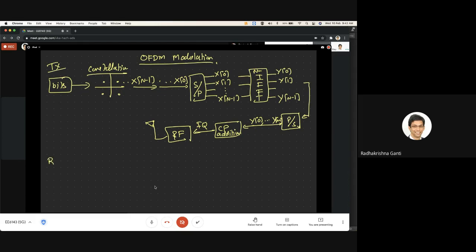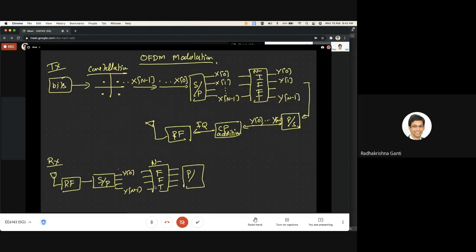So on the receive chain, what happens? I'm going to start on the other side. You get your antenna, and then there's some RF, LNAs, PA and other things. You get your IQ samples. Then the first thing you do is a serial to parallel converter. Then you pass that to an n-point FFT. And then you get again n samples.